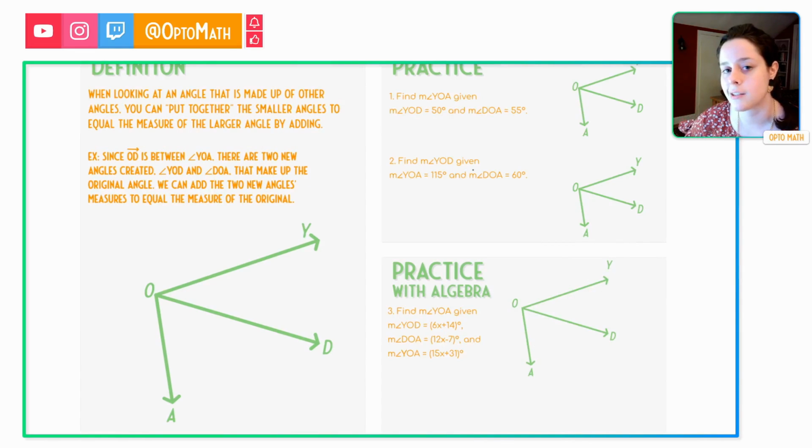Let's take a look at this example on the left. We've got a picture and we have a quote unquote YOA original angle, and it is broken up into two angles from this OD ray between the sides of the angle, OY and OA. So it's created two new angles, YOD and DOA.